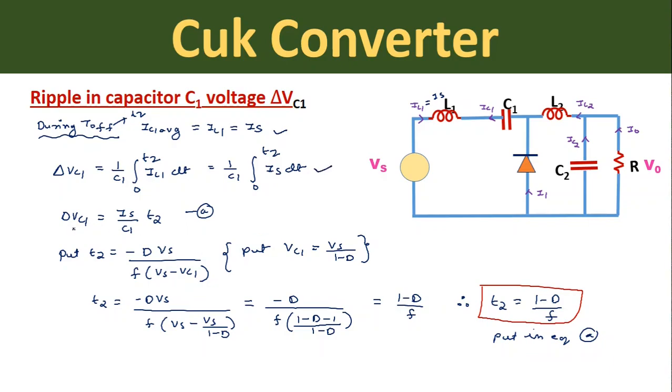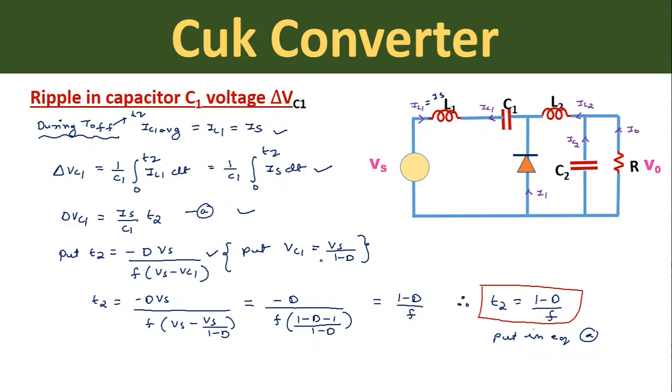Now after integration we will get del Vc1 is equal to Is upon C1 into T2. Let this be equation number A. Now we will put T2 is equal to minus of dVs divided by F into Vs minus Vc1 from the previous derivation. This is the equation of T2.